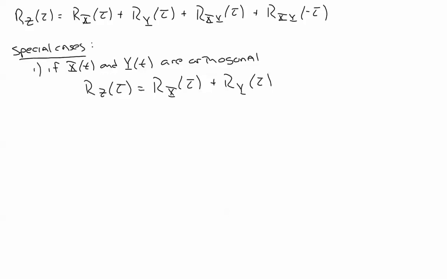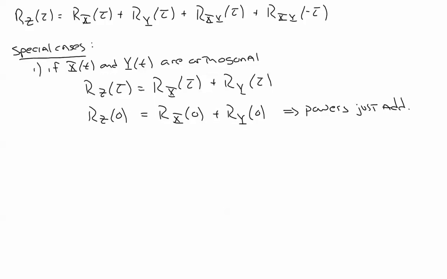Moreover, the normalized power in the random process at the output is just the normalized power in X plus the normalized power in Y. Powers just add. Okay? The powers just add. If X and Y are orthogonal, this gives us what we call a completely incoherent process.